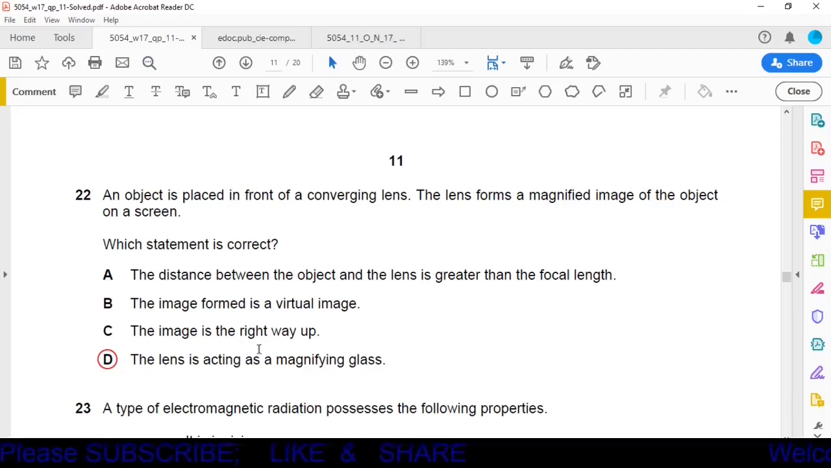The lens is acting as a magnifying glass. The image is not right way up, it is inverted. The image formed is real, it is not virtual. So our best option is option D. The lens is acting as a magnifying glass.